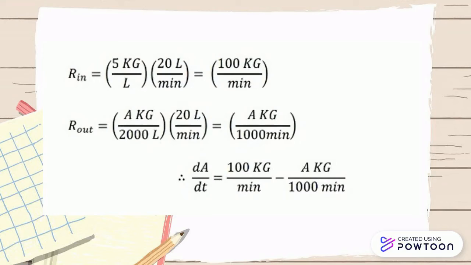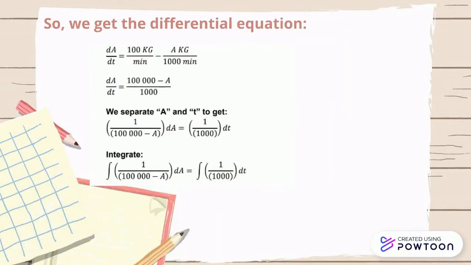So R_in is equal to 5 kg per liter times 20 liters per minute, which equals 100 kg per minute. R_out is equal to A kilograms over 2000 liters times 20 liters per minute, which is A kilograms divided by 100 minutes. So now we get the differential equation, which is dA/dt = 100 kg per minute minus A kilograms divided by 100 minutes. If we simplify this equation, we will get dA/dt = (100,000 kilograms minus A kilograms) divided by 1000 minutes.